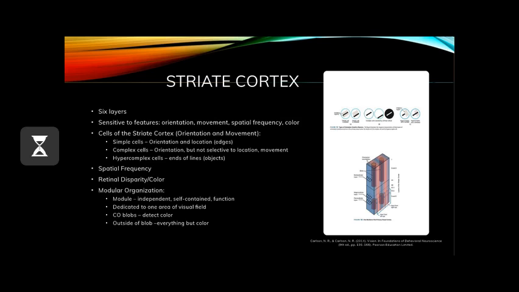The striate cortex is a modular organization with 2 blobs. Inside blobs perceive color. Outside blobs perceive everything else: orientation, movement, spatial frequency, and retinal disparity. Some outside blobs are orientation sensitive to detect object edges. Simple cells can detect a line in the center visual field. Complex cells can detect a line in many areas of the visual field, and hypercomplex cells can detect when the end of an object extends outside of the visual field.